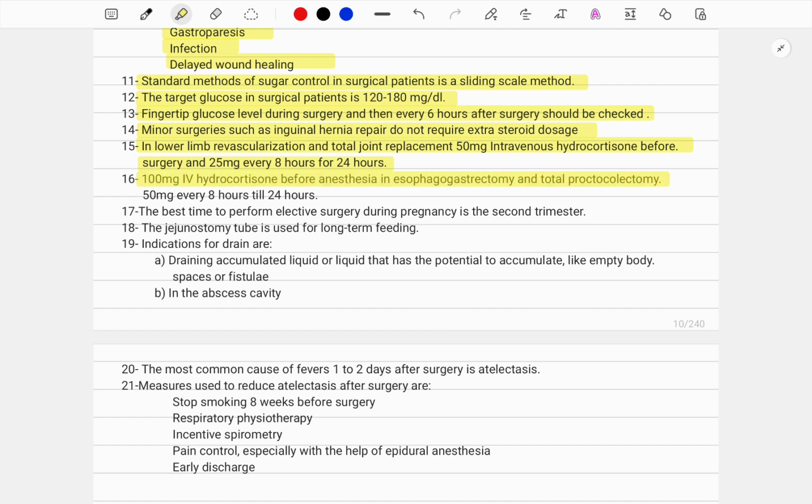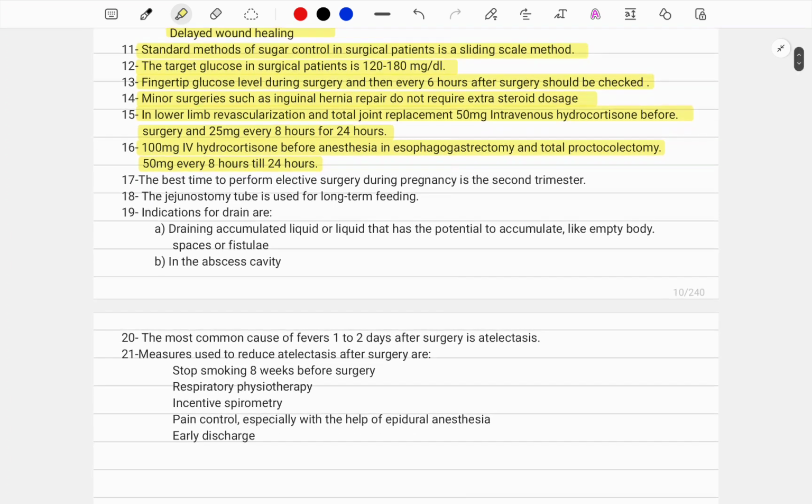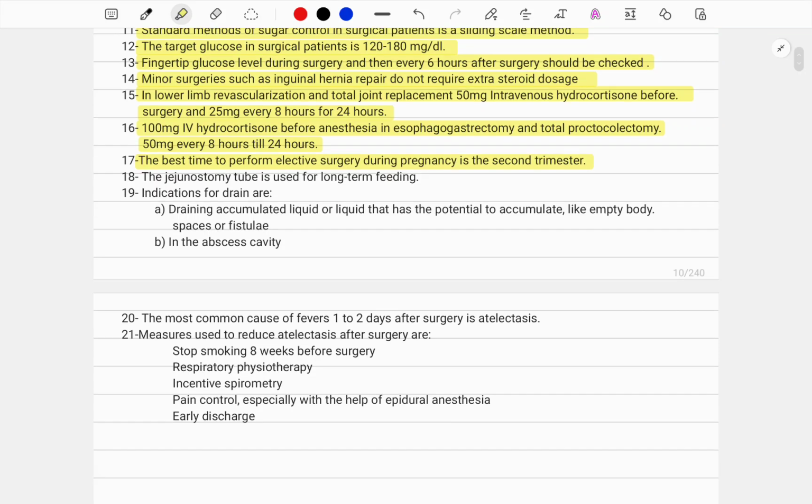100 mg of IV hydrocortisone is given before anesthesia only in patients who have high-risk or major surgeries, for example esophagogastrectomy or proctocolectomy. Then after the surgery 50 mg is given every 8 hours for 24 hours, and then this 50 mg is reduced by half every 8 hours till we reach the level the patient had already been taking, and continue with that. The best time to perform elective surgery during pregnancy is the second trimester.